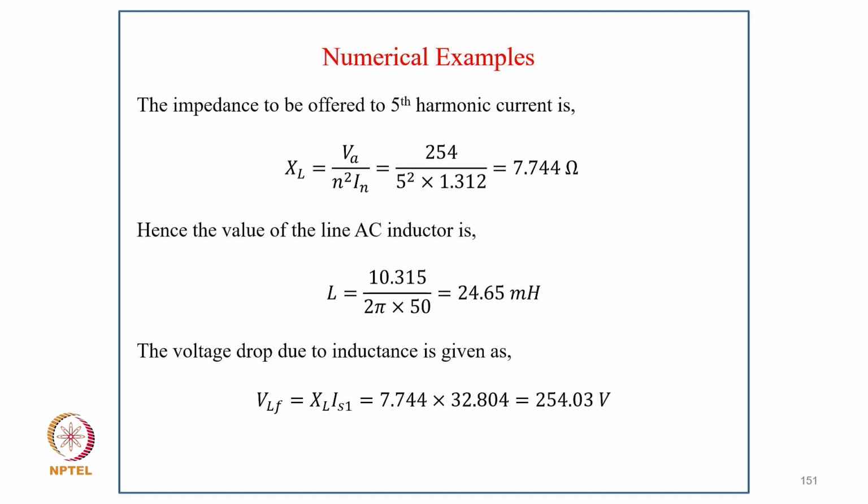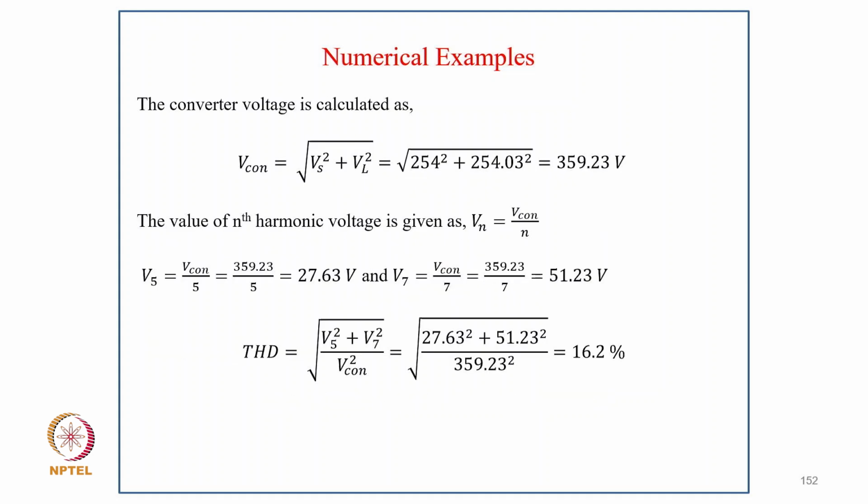ohm. The value of the AC line inductor is L equal to the reactance XL divided by the frequency, so it comes to 24.65. The voltage drop due to the inductance is given by VL equal to XL into IL1, so it comes to 254.03 volt. The converter voltage is calculated as V converter equal to square root of VS square plus VL square, so putting in the values it comes to 359.23 volt. The nth harmonic is given by Vn equal to V converter upon n, so V5 equal to V converter by 5, which becomes 27.63, and V7 equal to V converter by 7, that is 51.23. So THD is root of V5 square plus V7 square divided by V converter square, so it comes to 16.2%.